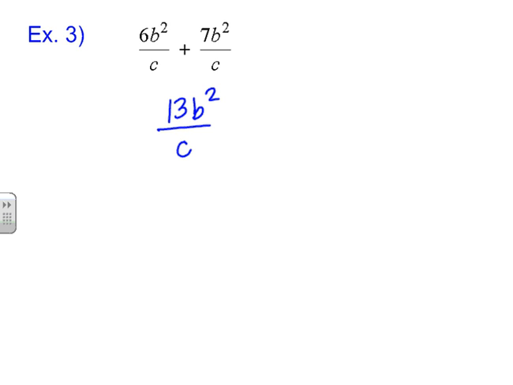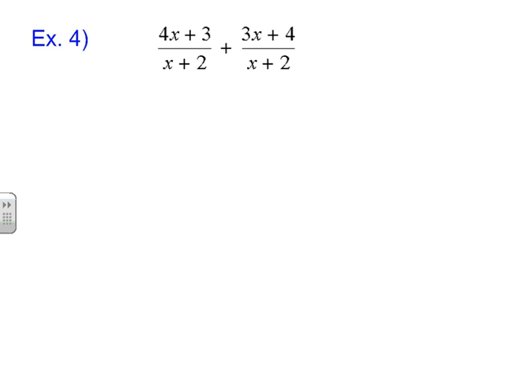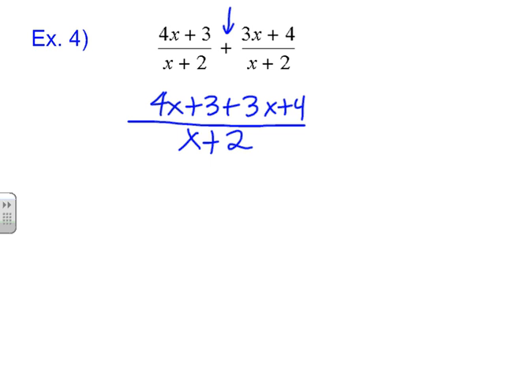Let's take it a little bit more difficult. Let's do some binomials. Here we have 4x plus 3 divided by x plus 2 plus 3x plus 4 divided by x plus 2. So we're going to keep that denominator of x plus 2, and in the numerator we're just going to write down everything we see. So 4x plus 3, because of the plus sign I can just keep writing all the way across. Then what we're going to do is collect like terms. So we're going to look for things that are alike.